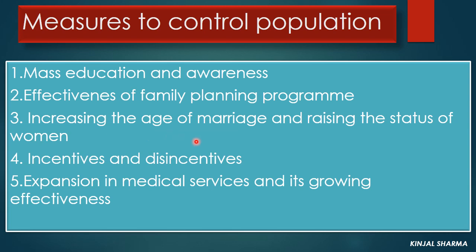Third is increasing the age of marriage and raising the status of women. As we know, fertility depends on the age of marriage. So the minimum age of marriage should be raised. In India, the minimum age for marriage is 21 years for men and 18 years for women, which is fixed by law. This law should be firmly implemented and people should also be made aware of it through publicity. But still, despite this, child marriages are there in villages.